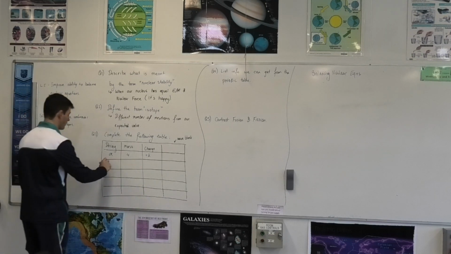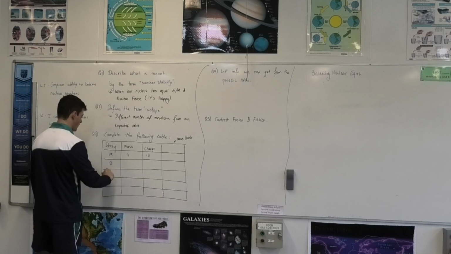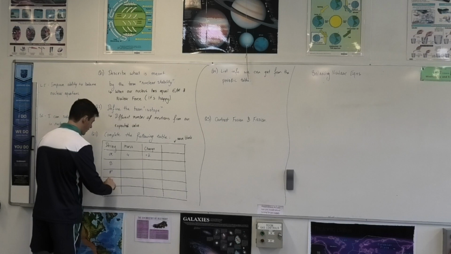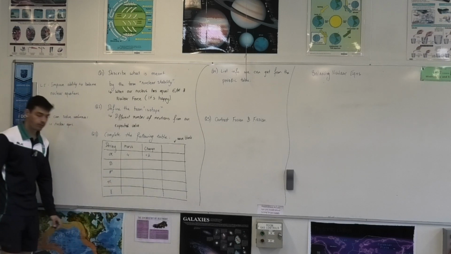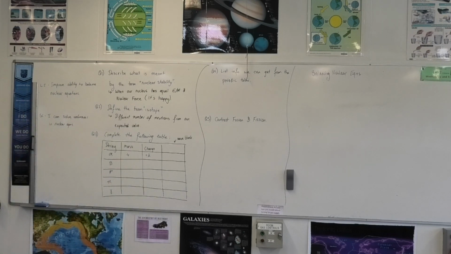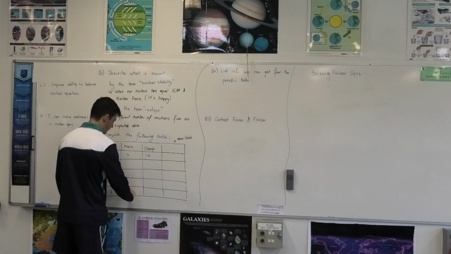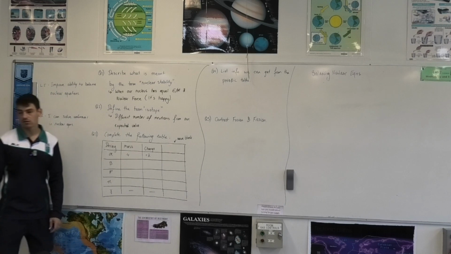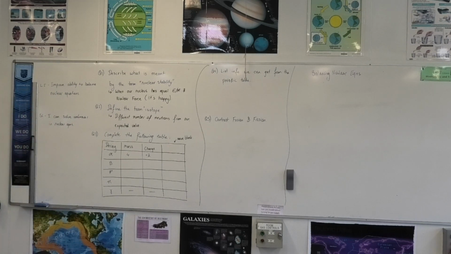We've also got beta decay, beta plus decay, neutron decay, and gamma decay. Which one of those is different from the rest? Gamma. Why is gamma different? No mass, no charge. It's an electromagnetic wave. The rest are particles.